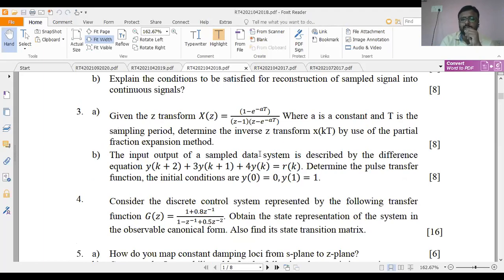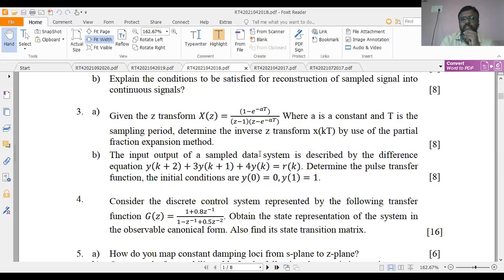Here he has asked directly to determine the inverse Z transform using only the partial fraction method. So you have to obtain the expression using the partial fraction method only. And after that he has asked: the input-output of a sampled data system is described by the difference equation y(k+2) + 3y(k+1) + 4y(k) = r(k).